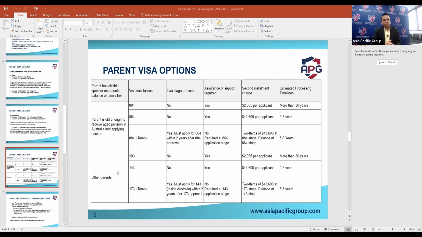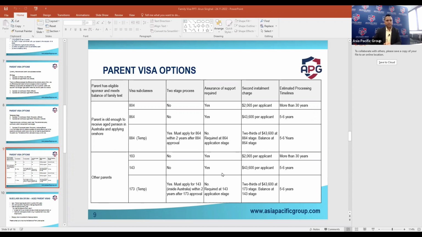So we have the 143 visa if the parents are not aged. If someone's parents are 35 to 55 years old, then the 143 visa is the most beneficial visa to apply for. It does come with a cost. The initial fee is around $4,500, and the second installment is $43,600. It will take around 6 years.